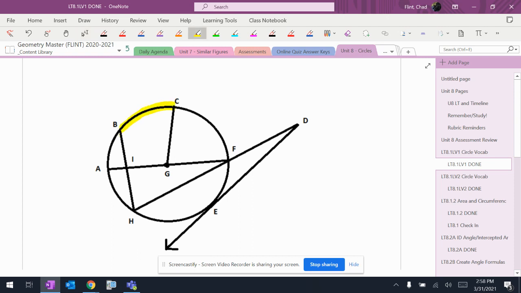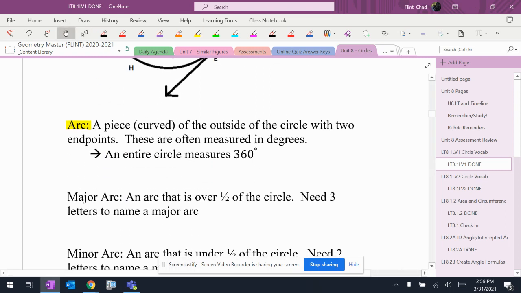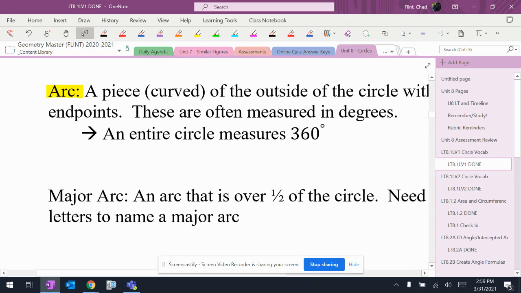So it is a curved outside piece of the circle. It's got to have a starting and a stopping point. It's kind of like a line segment, but it's curved. All right, so there's lots and lots and lots of arcs in this picture. Okay, it says an entire circle measures 360 degrees.